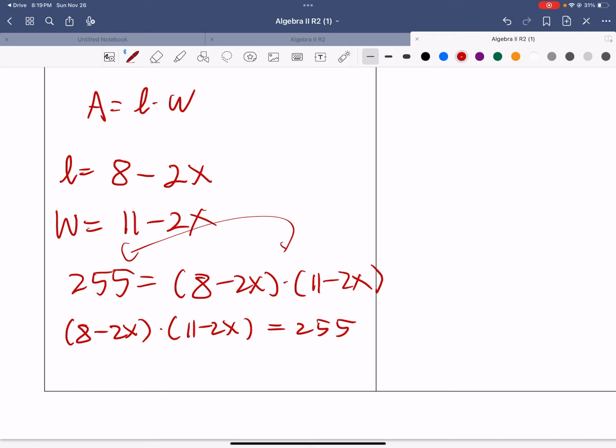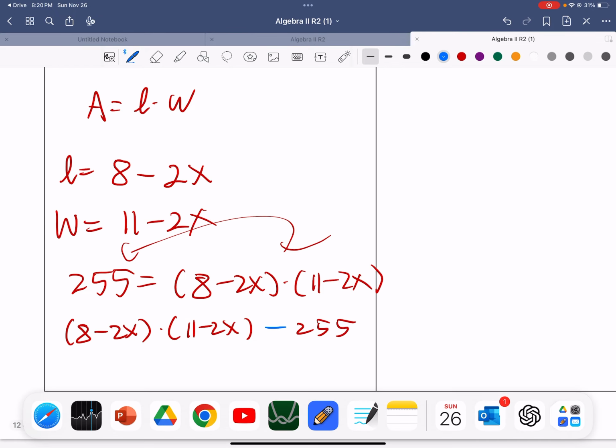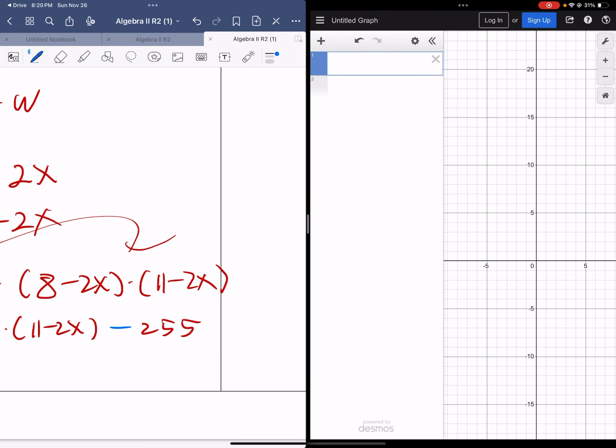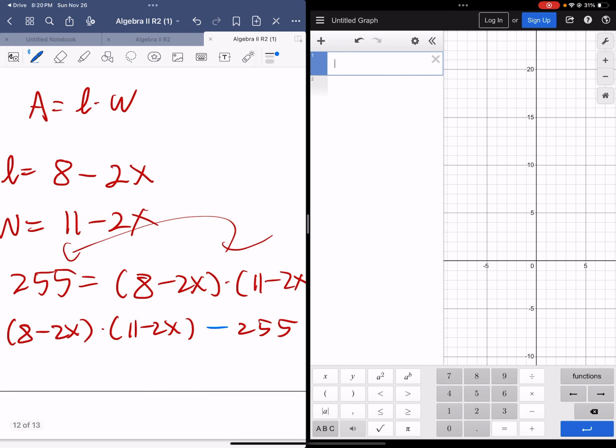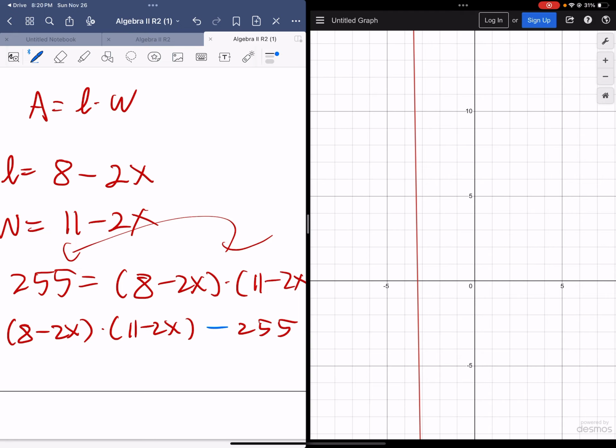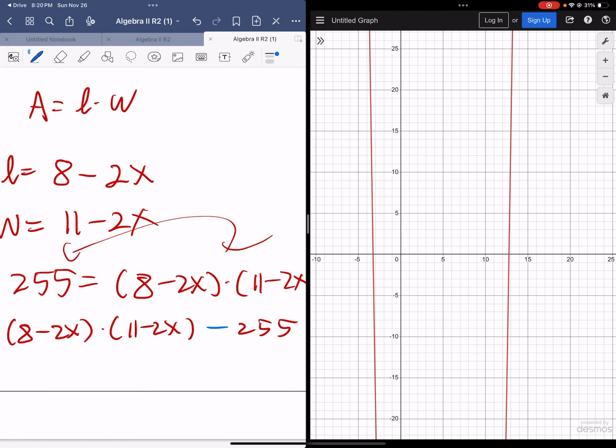I just flipped this 2. But remember, you cannot put an equal sign into the calculator with decimals. So what you've got to do is flip the sign instead of writing this. Instead of writing the equal sign, I will just move it over, so it's going to be negative 255. So let's do this one: 8 minus 2x, 11 minus 2x, minus 255. If you do it, you're going to get the equation here.